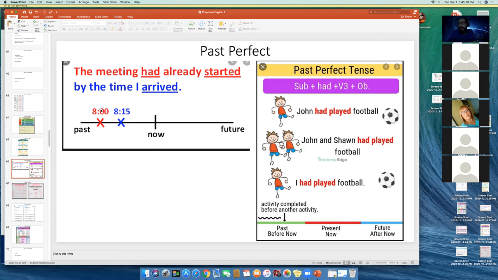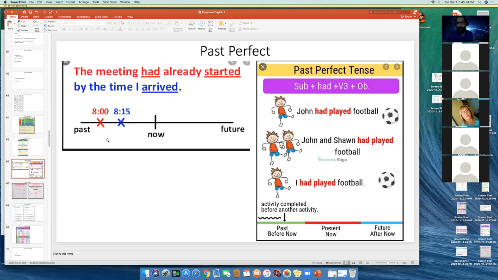And you can say the time, or you can use the hours, or you can just leave it like this. The meeting had already started by the time I arrived, because the meeting started at 8 and I got there at 8:15. It's still the past, and you can use it in this format.